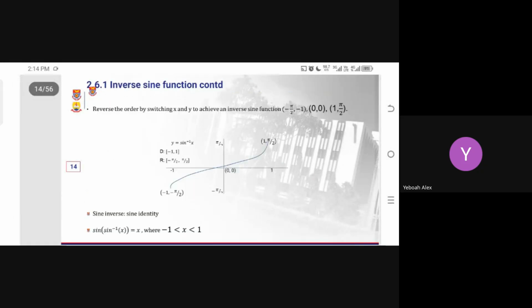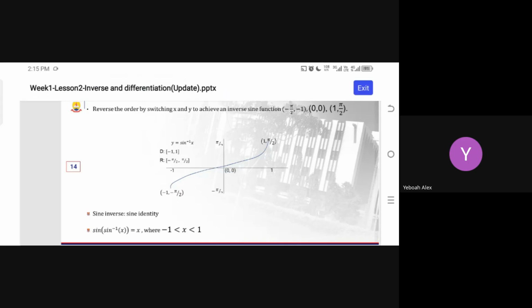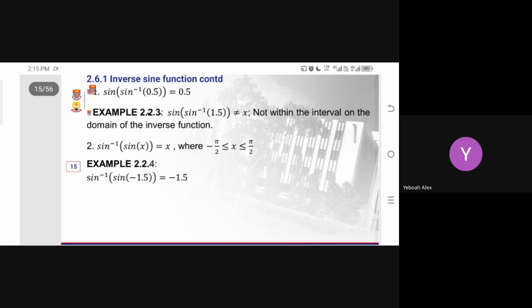Let's make it simple for ourselves. For the first rule, when sine inverse is inside and the sine is outside, it should give you x if your interval is x lies between -1 and 1. The second one, if sine x is inside and sine inverse is outside, it should give you x when your x is lying between -pi/2 and pi/2. Are we okay? Yes. All right.